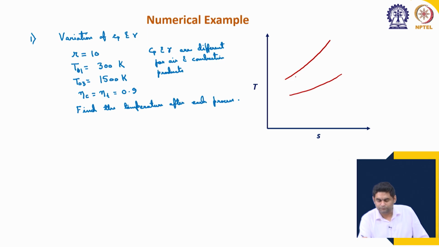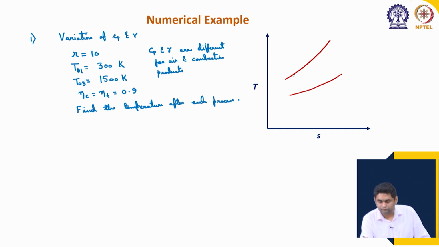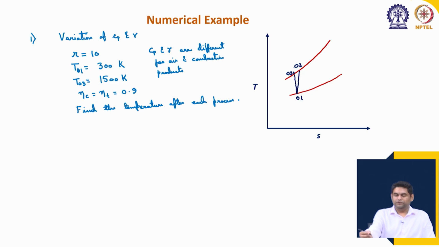TS diagram. So, going from 01 to 02, compression process, isentropic efficiency is 0.9. So, let us say that this is 02S. Now, isentropic efficiency is defined in terms of the stagnation or total temperatures and total enthalpy.